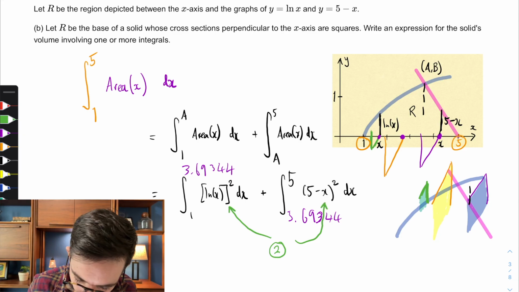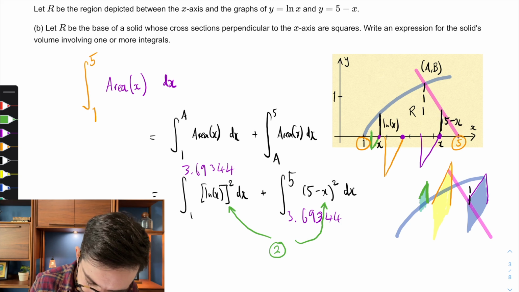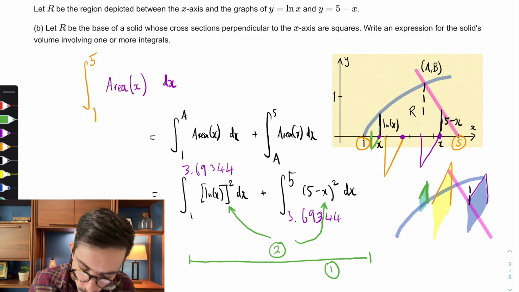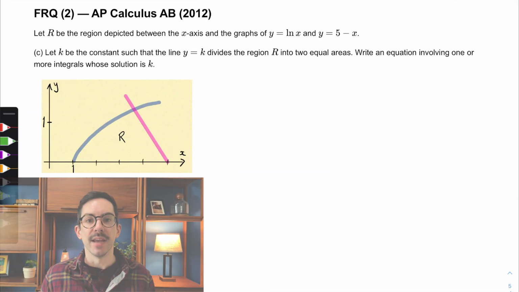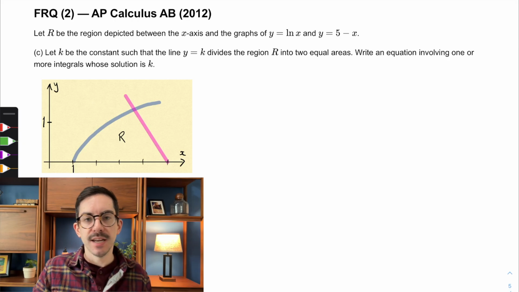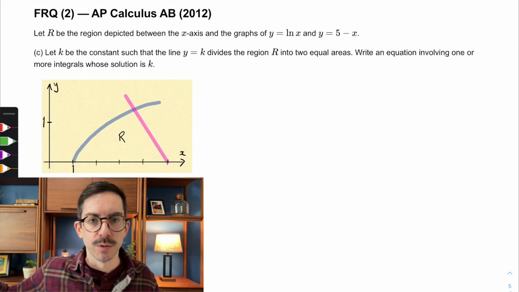And we get 1 point for the overall expression. So the sum of the integrals with my limits of integration being correct, all that good stuff. So 3 points up for grabs here. Okay, final part, part C, before we send this region R off into the sunset to enjoy the rest of its life.